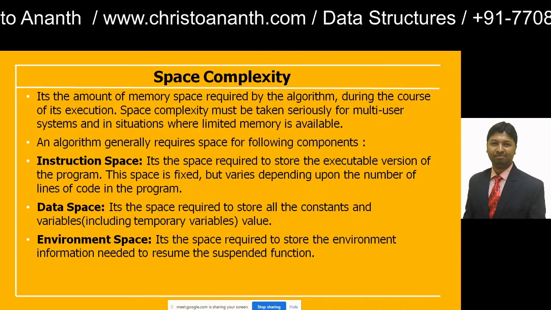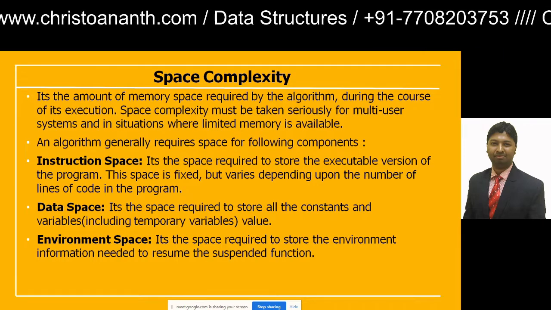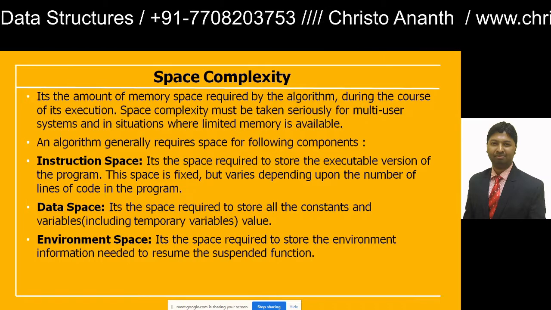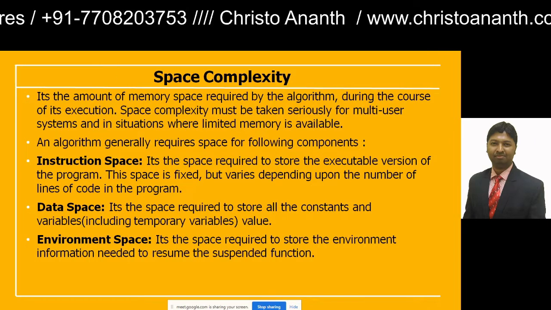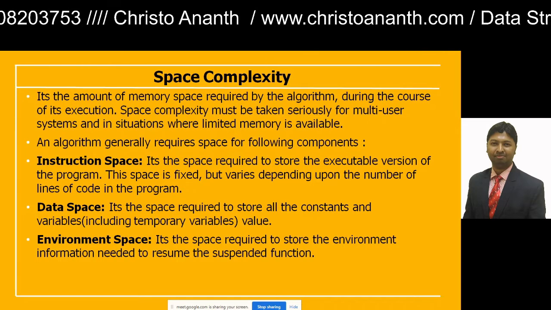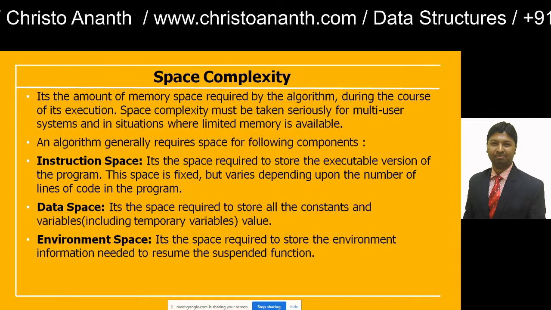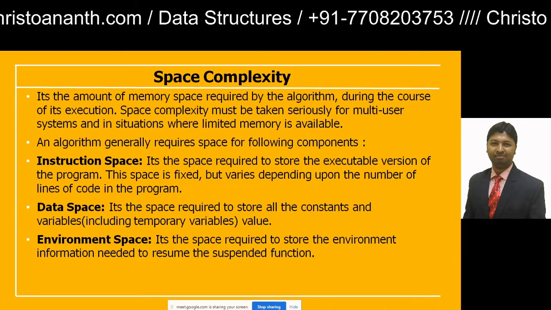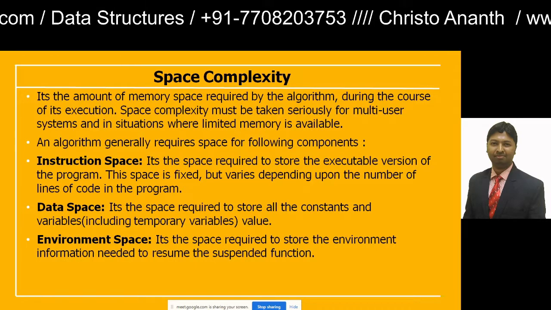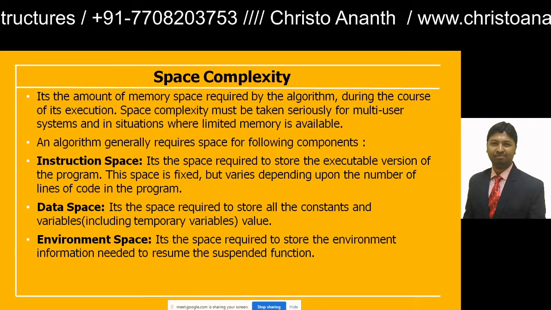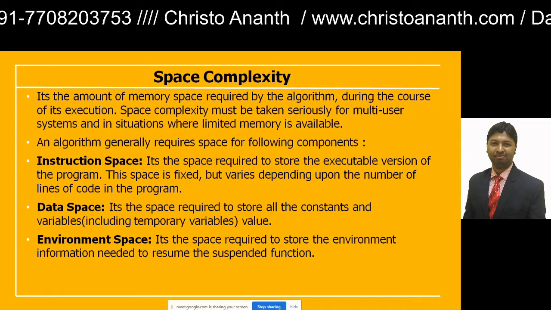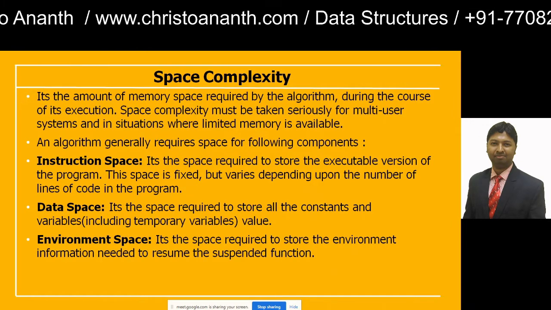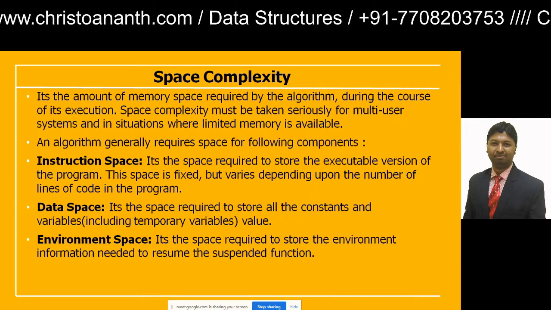When you take into consideration the space complexity, we have three spaces: instruction space, data space, and environment space. Instruction space is the space which is required to store the executable version of the program. You allocate space for the running of the program. This space is fixed, but it varies depending on the number of lines of code in the program.